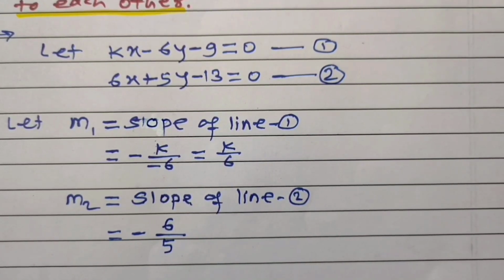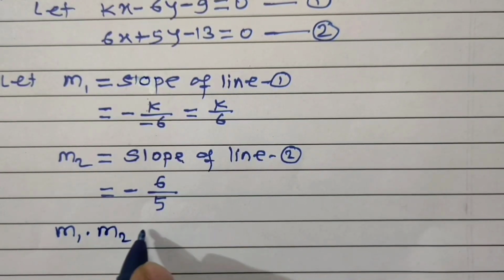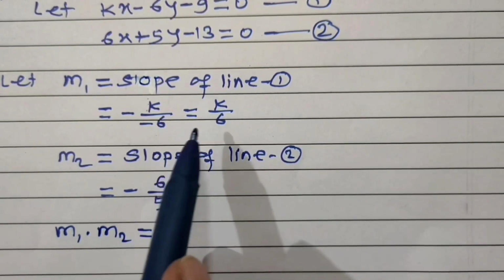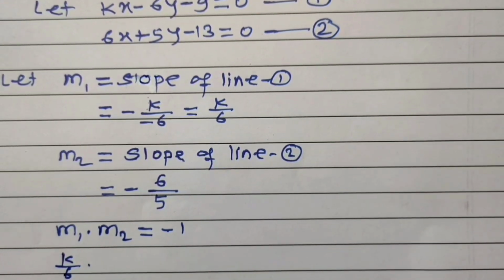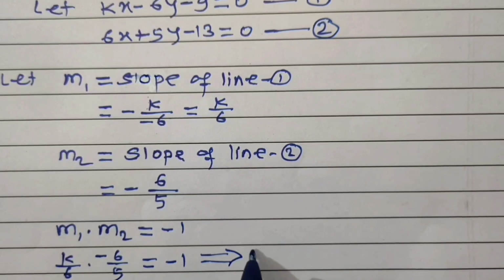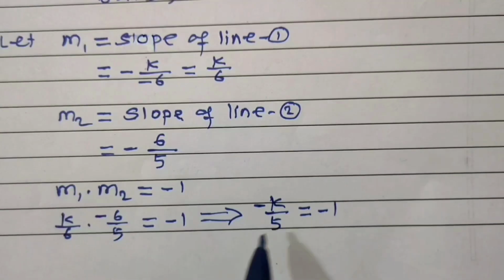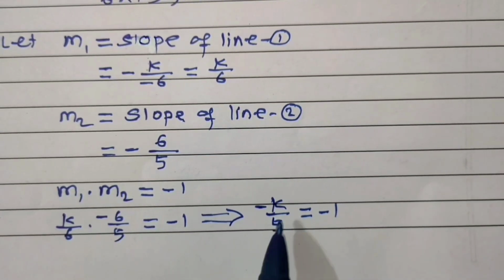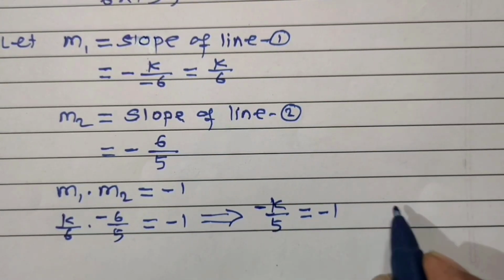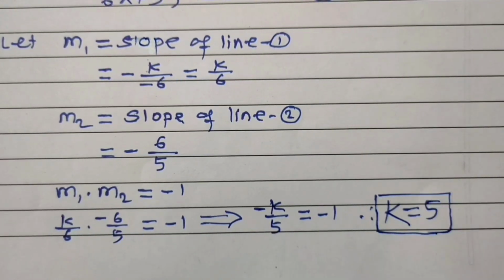Now the condition of perpendicular lines is given by m1 into m2 is equal to minus 1. m1 is k upon 6 into m2 is minus 6 upon 5. This must be equal to minus 1, which implies the 6 gets cancelled, minus k upon 5 is equal to minus 1, and hence minus minus becomes plus, and taking cross multiplication it becomes k is equal to 5, and this is the solution of the given sum.